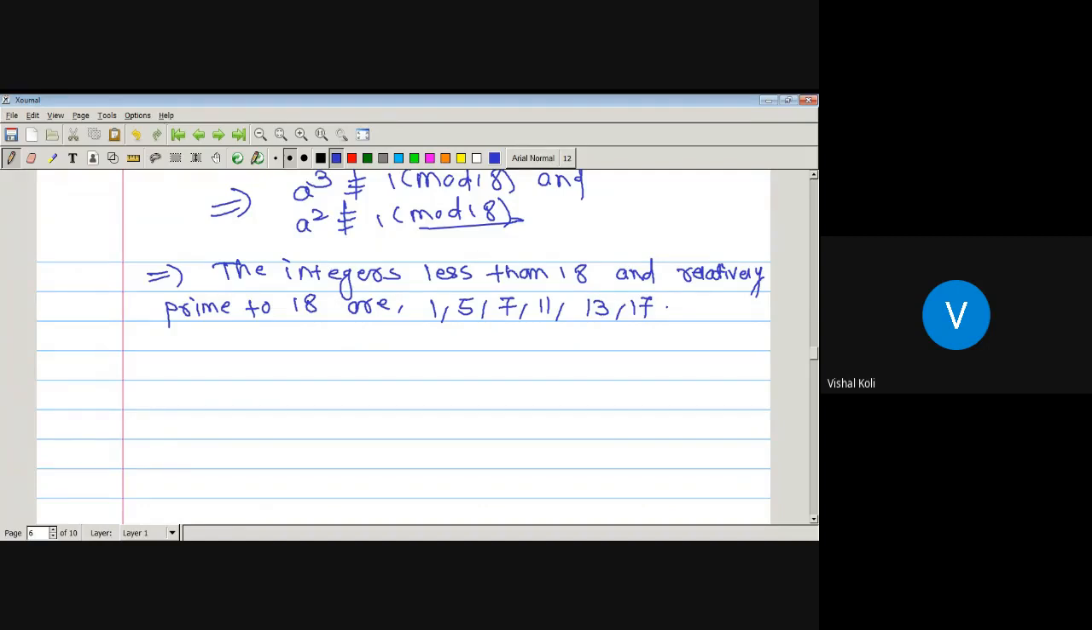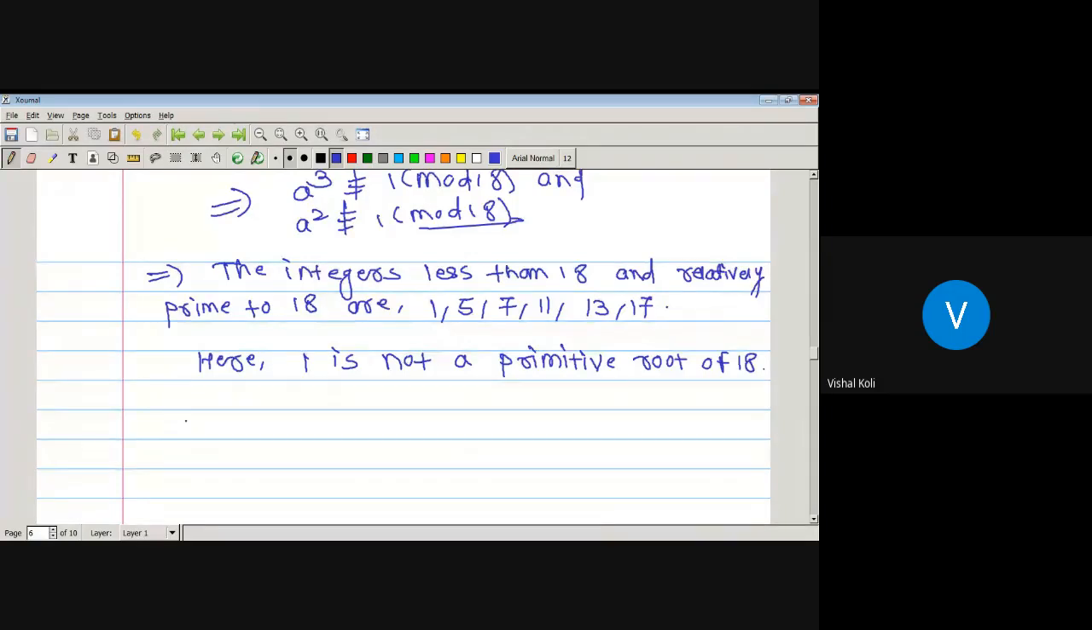Therefore, 1 is not a primitive root of 18. So here, 1 is not a primitive root of 18. Now the next integer will be 5.